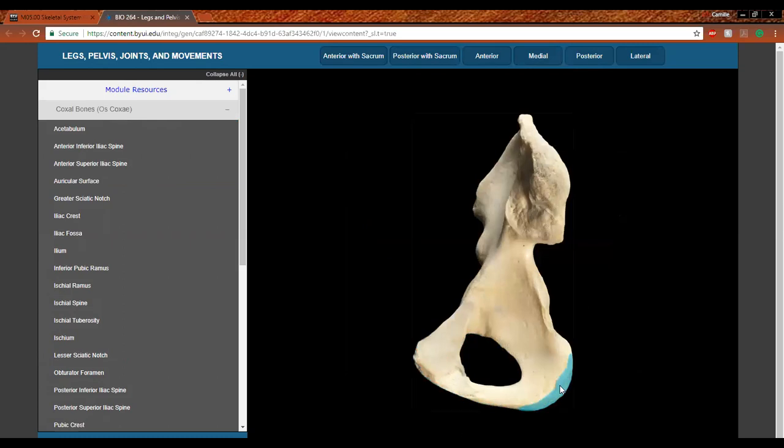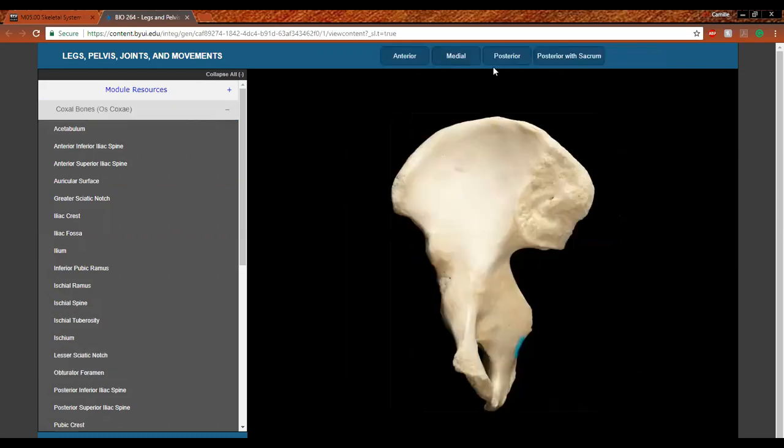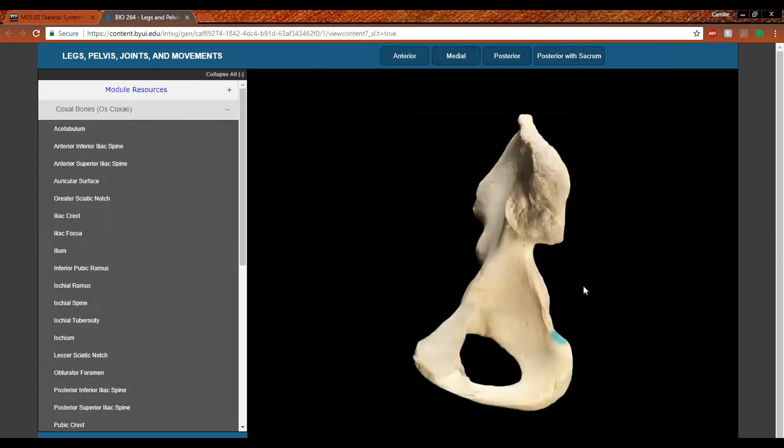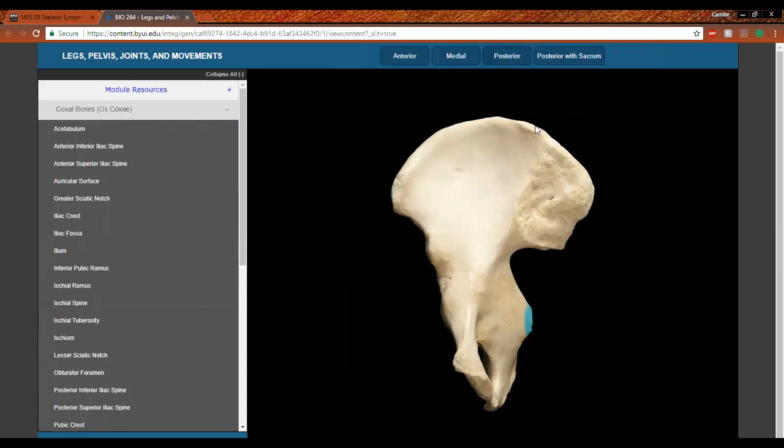We also have the lesser sciatic notch, which is going to be right here. Let me see if I can get it highlighted for you guys. Okay, yeah, so this is our lesser sciatic notch right there. So greater sciatic notch, lesser sciatic notch, and then we have the ischial spine.